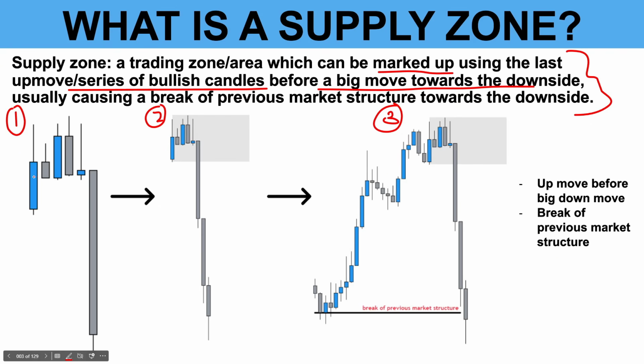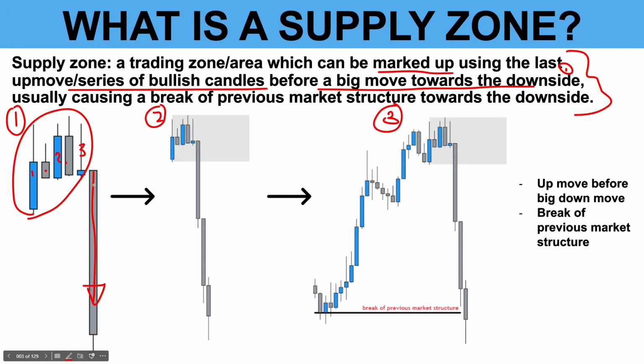Here we can see in this diagram, so if I mark this first part as number 1, we can see that we have a series of bullish candles or an up move. So we have 1, 2 bullish candles, you can count this as a third. And overall, even if we count these candles over here, we have a series of bullish candles and an up move. And as you can see, this is the final up move that we have before we see this big drop towards the downside.